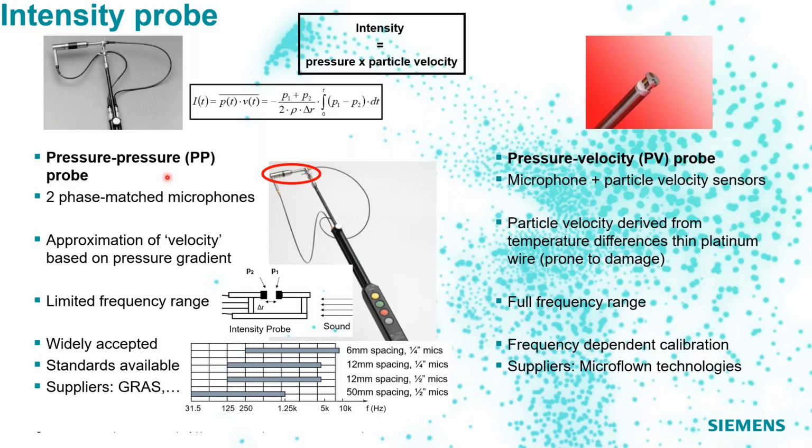The PP probe is more widely accepted, but the PV probe has a thin platinum wire in it, and that is sometimes prone to damage. Also, one other thing is that this PV probe has a frequency dependent calibration. So its calibration factor is not a constant, but it changes as a function of frequency, and you have to account for that. Either of the techniques can be used for measuring the intensity.